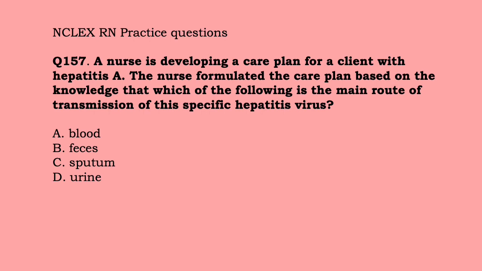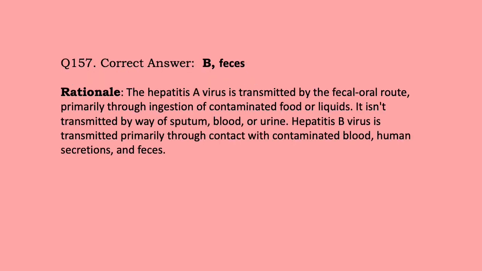NCLEX RN Practice Questions. Question 157. A nurse is developing a care plan for a client with hepatitis A. The nurse formulated the care plan based on the knowledge that which of the following is the main route of transmission of this specific hepatitis virus? A. Blood. B. Feces. C. Sputum. D. Urine. Correct answer, B.